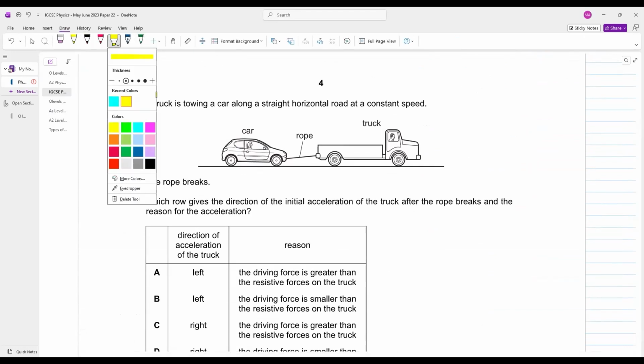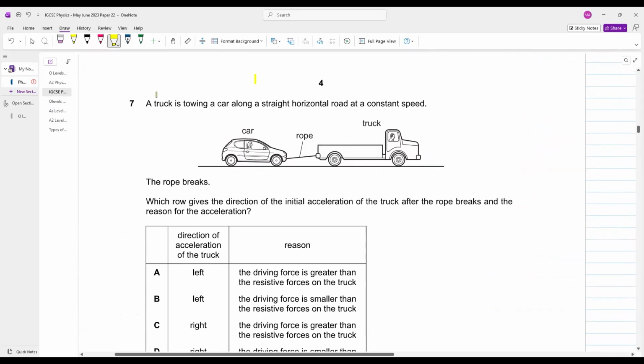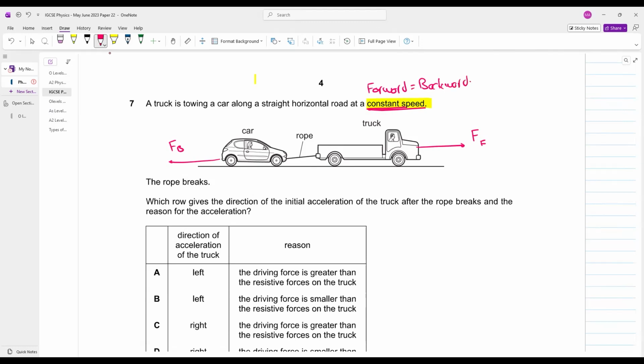A truck is towing a car along a straight horizontal road at constant speed. Perfect. ठीक है भाई, truck पे constant speed से चल रहा है truck. What does that mean? The forward forces, let's say forward forces FF, will be equal to the backward forces. बेटा, जब भी आप constant speed पे चल रहे होते हो, your forward forces equal the backward forces. The rope breaks. अच्छा जी, ये rope break हो गई है, perfect.